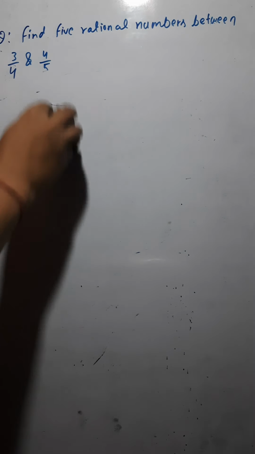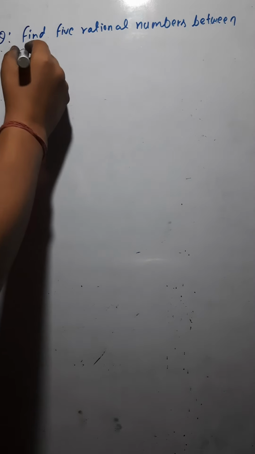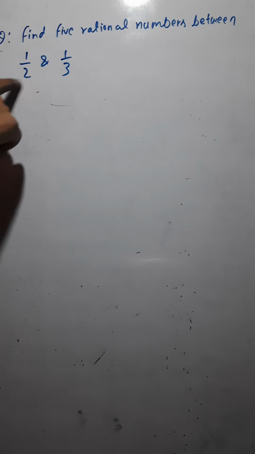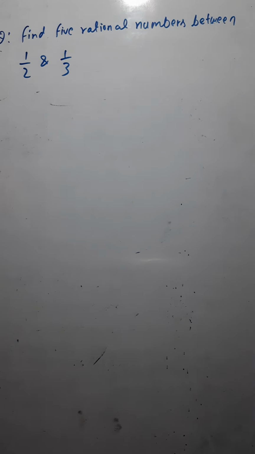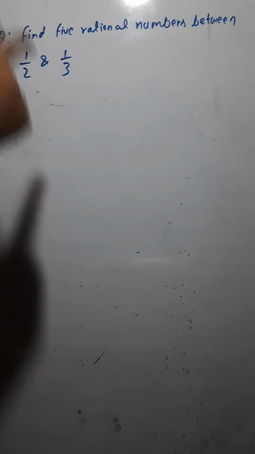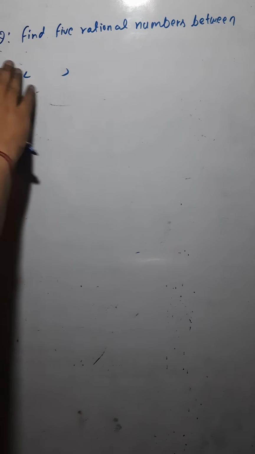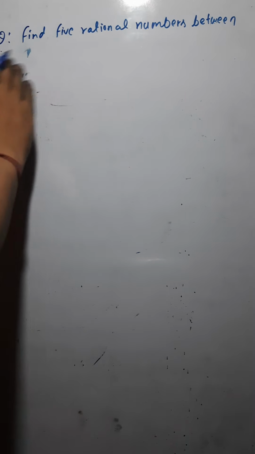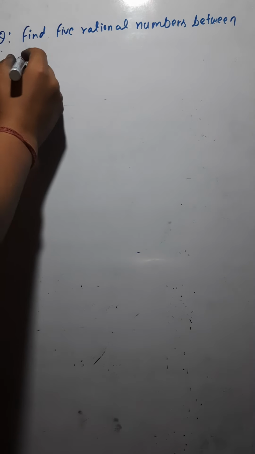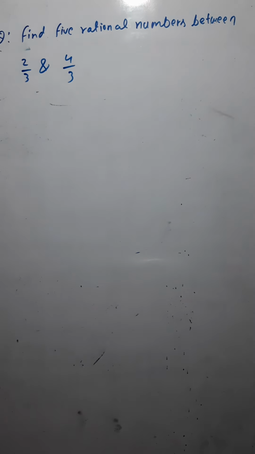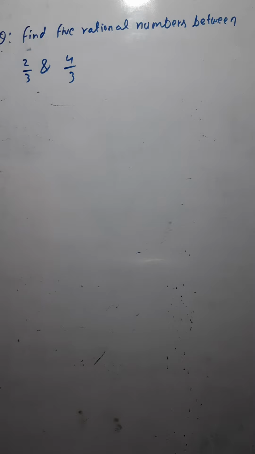Now write the next question. Find 5 rational numbers between 1 by 2 and 1 by 3. Again the denominators are not the same, so again you have to take the LCM of 2 and 3 and make the denominators the same first. Then after that you multiply by 5 plus 1, that is by 6, okay? This is the question. Noted? Okay, let me raise again. The next question is, find 5 rational numbers between 2 by 3 and 4 by 3. Okay, so these are 2 questions which you have to do on your own. Just note it down.